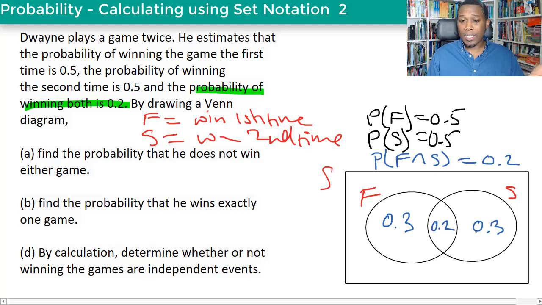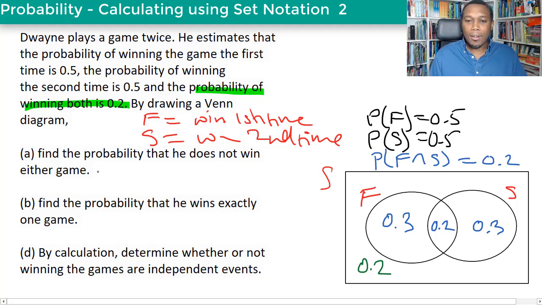I have the probability of F union S. I'm using that set notation. So the two events combined: 0.3 and 0.3, 0.6, 0.7, 0.8. So the complement of F union S, (F union S) prime, has to be 0.2. I haven't used the set notation, but I'm talking through it, and hopefully you're happy with what I'm doing.